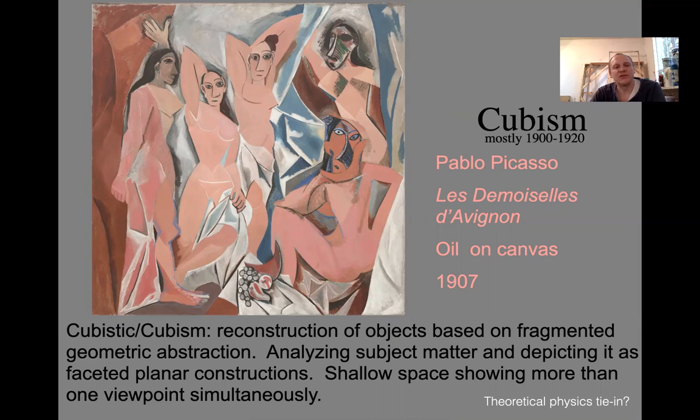But so Cubism is the reconstruction of objects based on fragmented geometric abstraction. So it's analyzing subject matter and depicting it as faceted planar constructions. So it's a shallow space, right? We don't see a ton of depth. And it's showing more than one viewpoint simultaneously. So we're seeing faces from one side while we're also seeing a face from the other side. That's how you get noses, especially in the character midway over to the right, the face there. You're seeing both the profile and the frontal view at once.